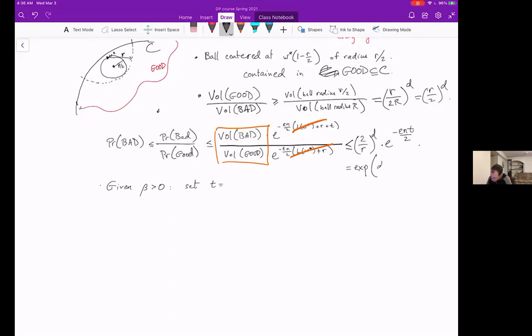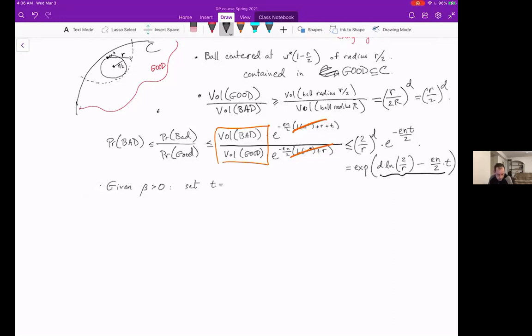So I'm going to write this as d ln of 2 over R minus epsilon n over 2 times t. And so I want this whole thing, the expression inside the exponential, to be something like log 1 over beta.